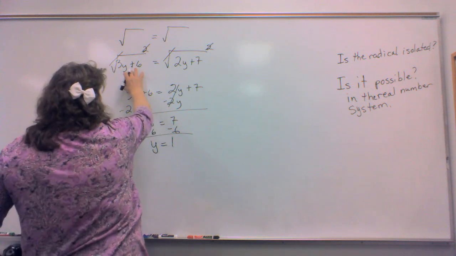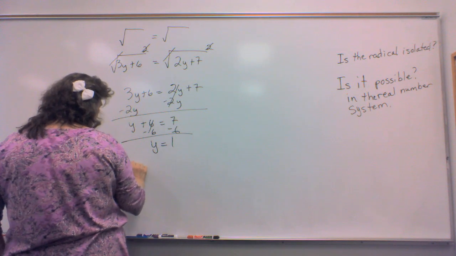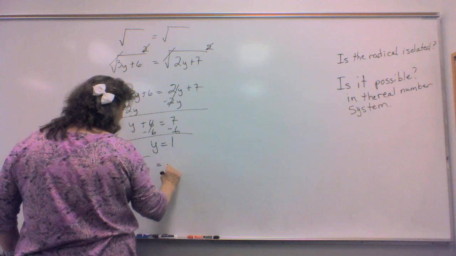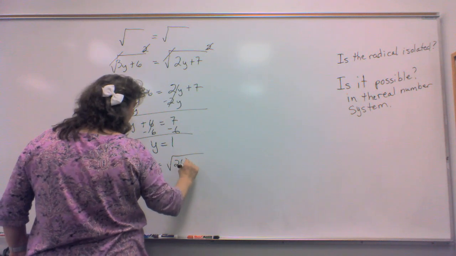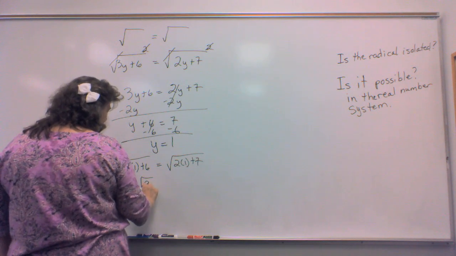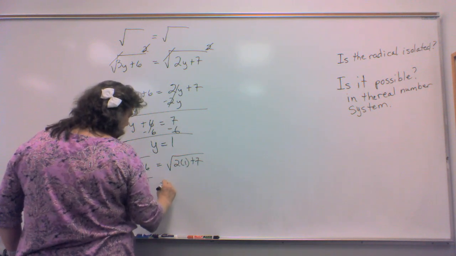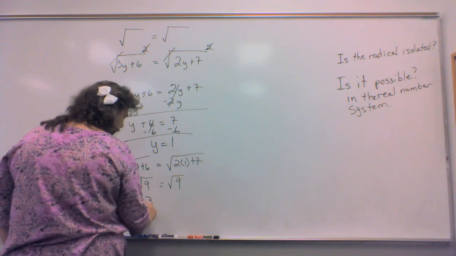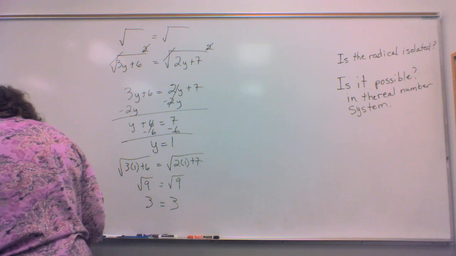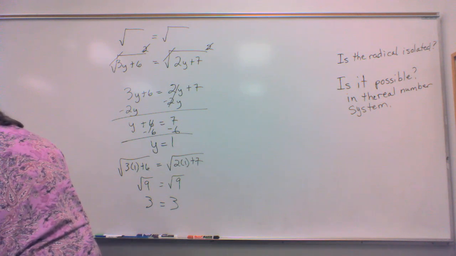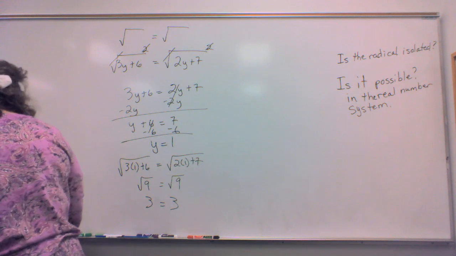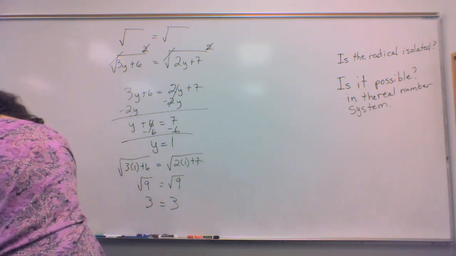If we put our 1 back in, we'd have the square root of 3 times 1 plus 6. Is that equal to the square root of 2 times 1 plus 7? Well, 3 plus 6 is the square root of 9. 2 plus 7 is the square root of 9. Square root of 9 is 3, is equal to 3. So as you can see, we can check it pretty easily and tell if it's valid or not. Okay, let's move on.